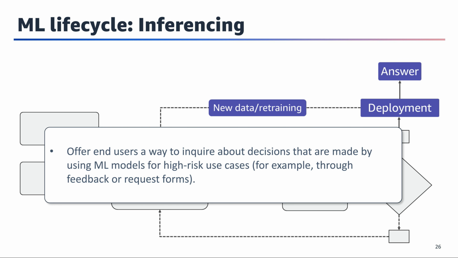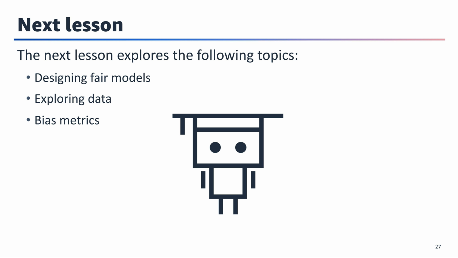After a model is deployed, it will generate predictions for end users. End users don't usually have visibility of the inner workings of a model, so it is important to offer them ways to inquire about the decisions that they receive. This will help end users understand and challenge the model if necessary. The next lesson will explore building fair models, exploring data, and bias metrics.